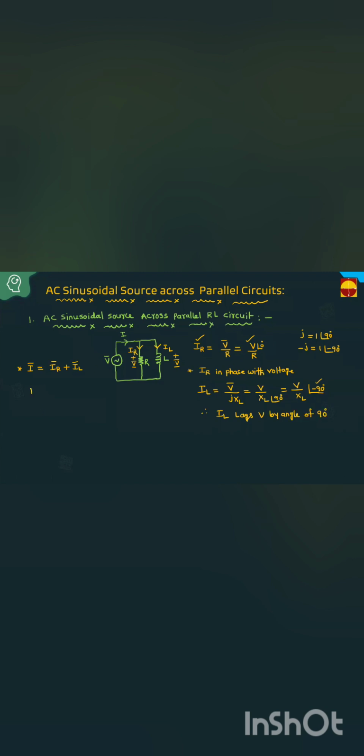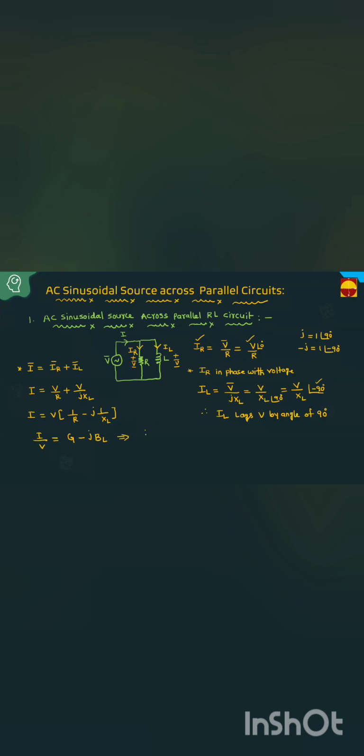Then you have to substitute here: I equals IR, which I wrote as V by R, plus IL, which is V by jXL. Then take V common: I equals V times 1 by R plus, bring this j into the numerator, it becomes minus j, 1 by XL. So I by V equals 1 by resistance, that is the conductance, minus j times 1 by reactance. What is 1 by reactance? That is the susceptance. This is inductive susceptance, that's why I'm taking BL. So I by V equals G minus jBL.